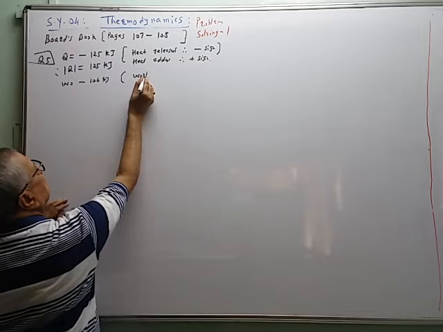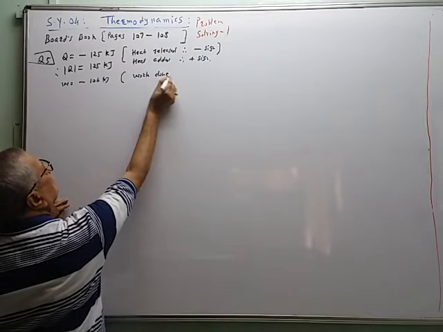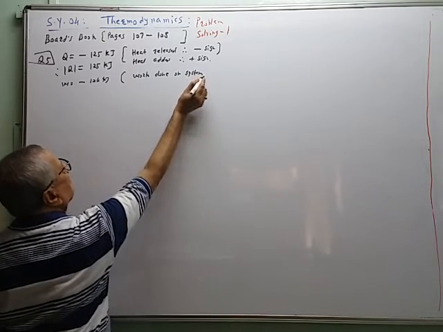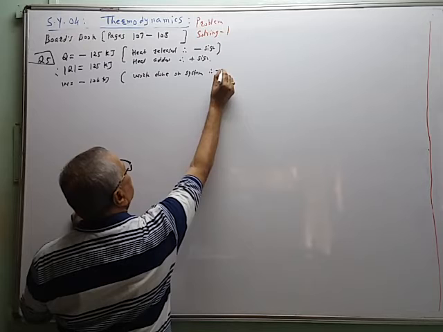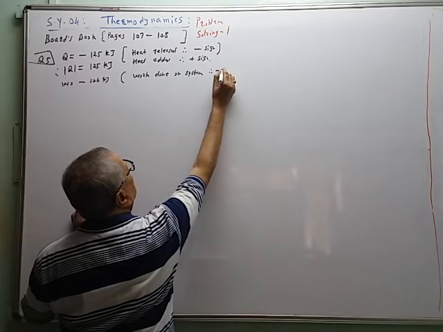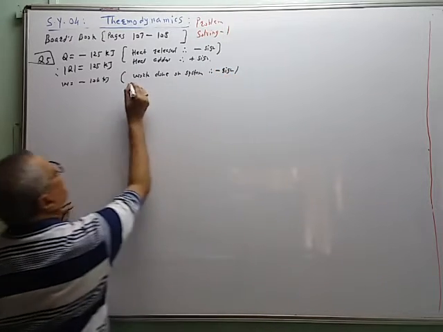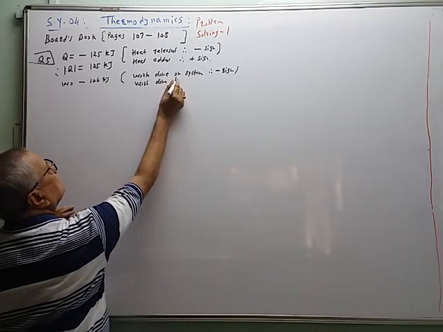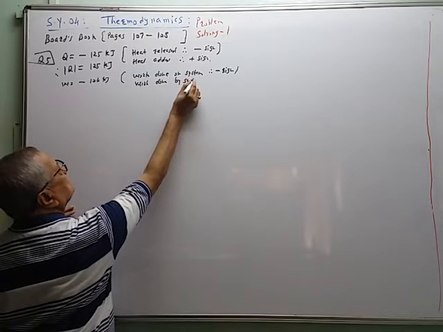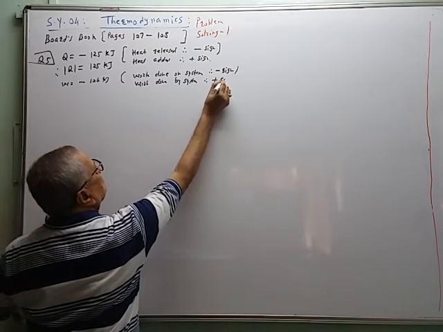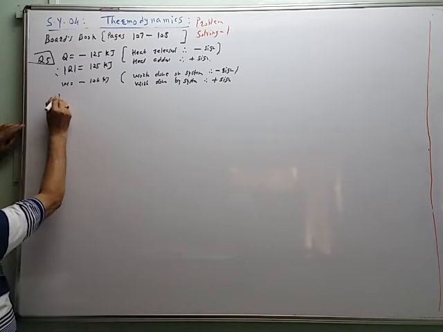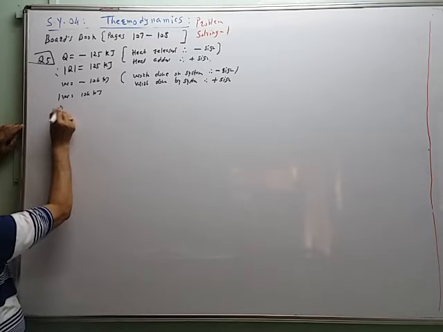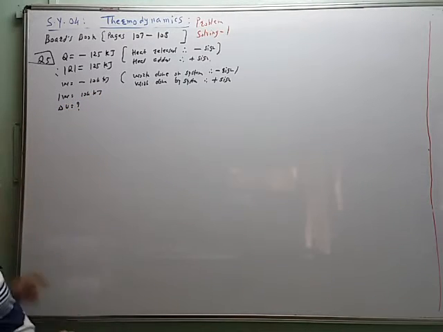Work done on system, therefore minus sign. Work done by the system, plus sign. So these are the sign conventions. Therefore mod of W is equal to 104 kilojoule. Delta U is equal to question mark.